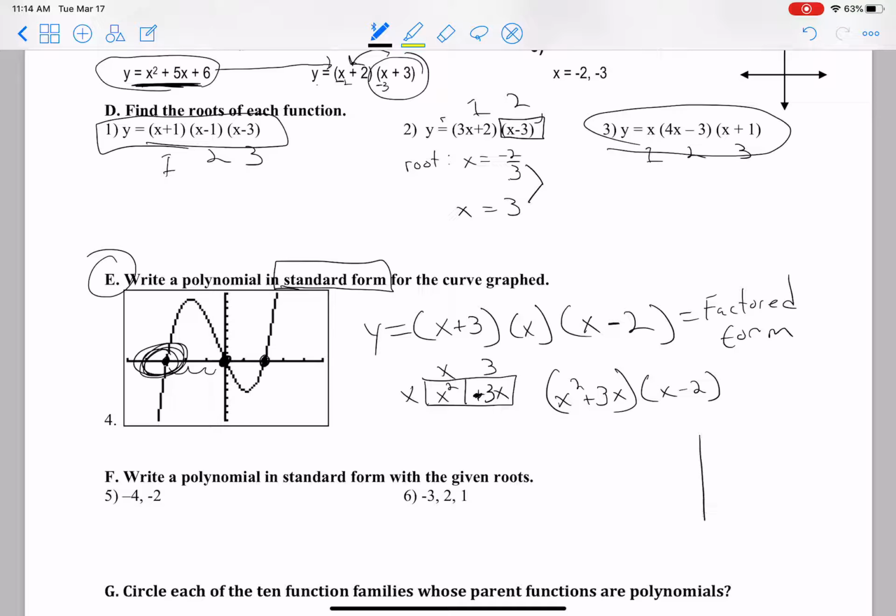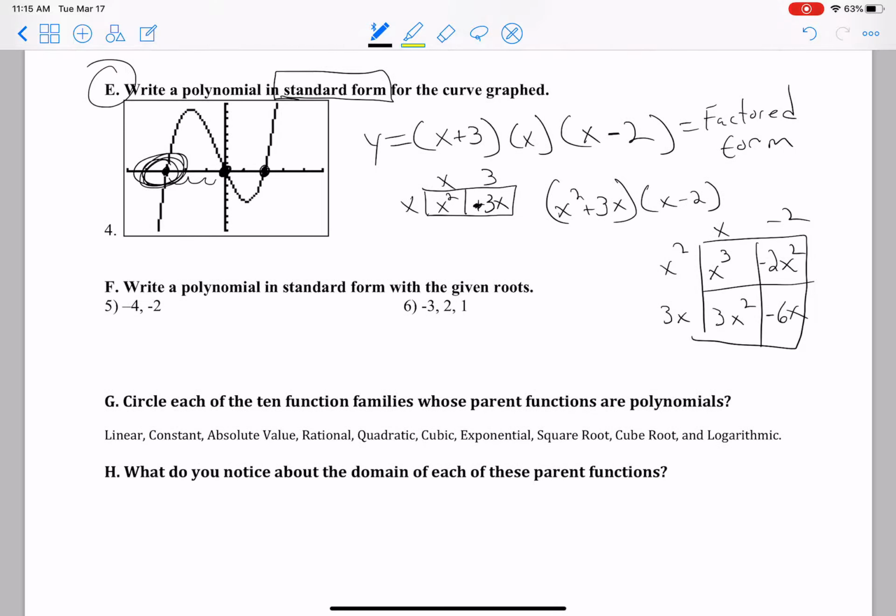And I can do that. Boom, boom, boom. X squared, 3x. Here's x minus 2. X cubed, negative 2x squared, 3x squared, and negative 6x. Right? I'm just going to erase some stuff so I can then get there.